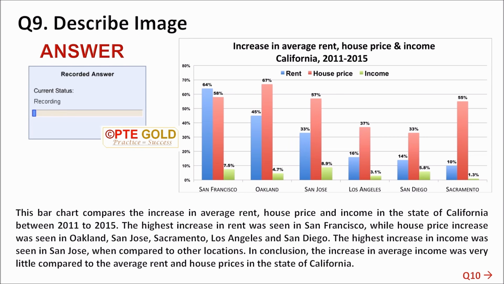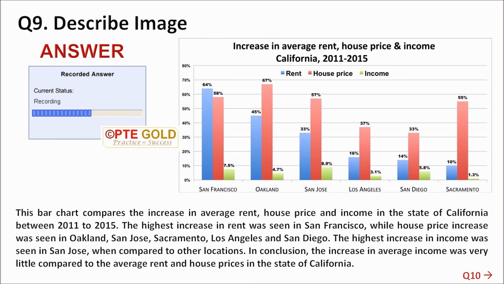This bar chart compares the increase in average rent, house price and income in the state of California between 2011 to 2015. The highest increase in rent was seen in San Francisco, while house price increase was seen in Oakland, San Jose, Sacramento, Los Angeles and San Diego.